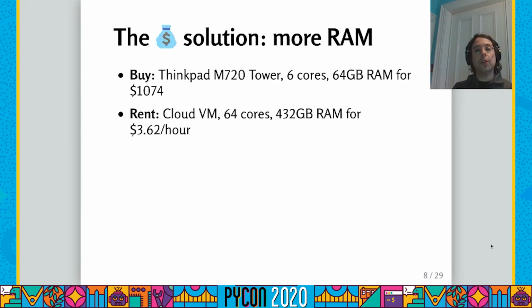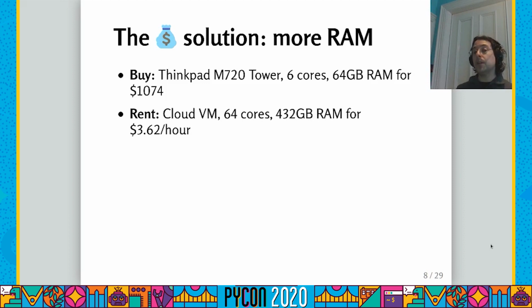And so one solution is to spend more money. You can spend more money, get more RAM. So you can go off and buy a new computer. I just randomly did some price checks. Prices might be different. You can probably spend less money than this. This is just examples. But you can buy a workstation, 6 cores, 64 gigabytes of RAM for $1,000.